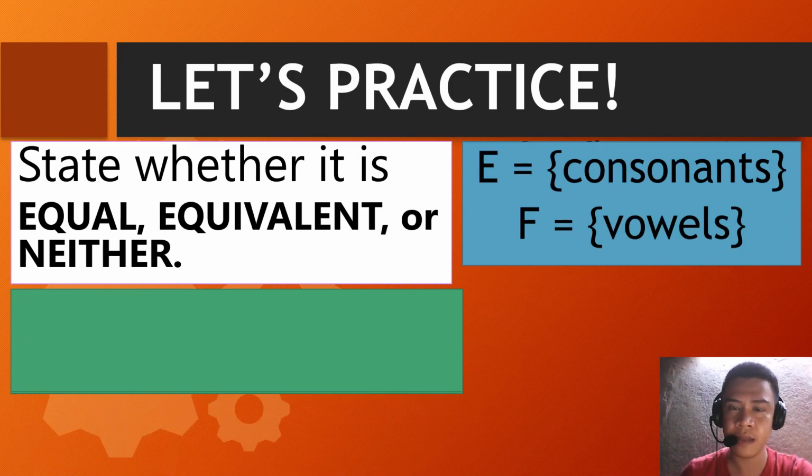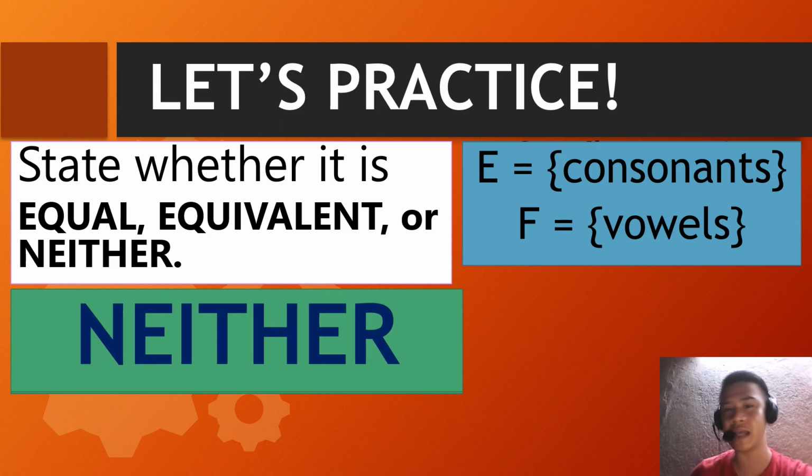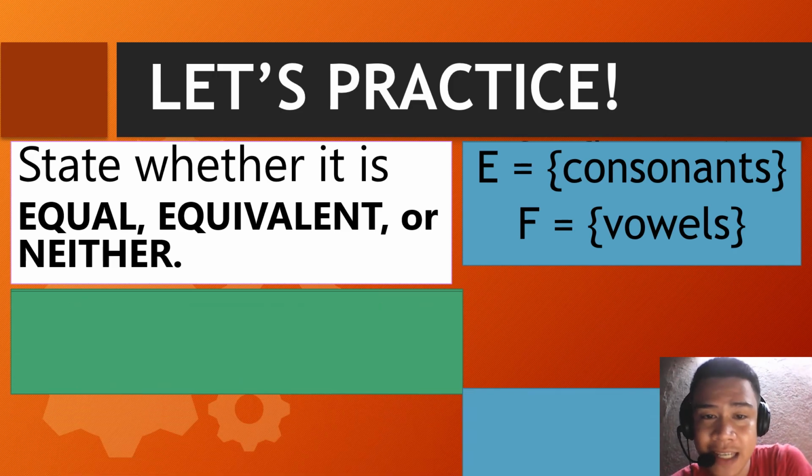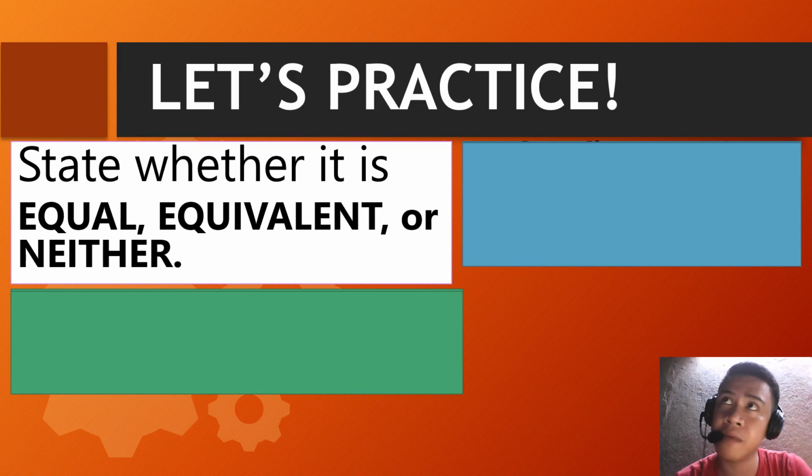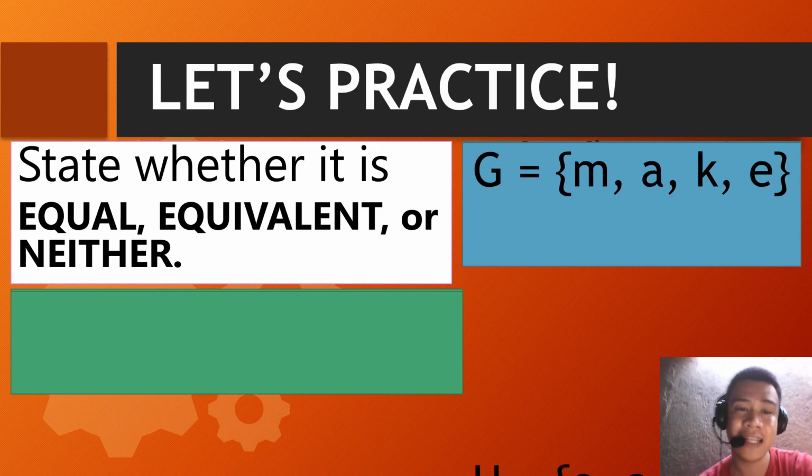Next. Set E is consonants. Set F is vowels. What is your answer? Go. Okay, the answer is neither. Consonants, we have how many consonants? Since we have 26 English alphabets, minus vowels na 5, we have 21 consonants. And we have 5 vowels. 21 is not equal to 5. And 21 is not equivalent to 5. So the answer is neither.